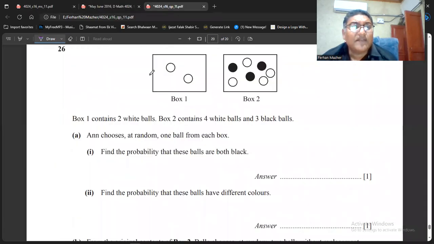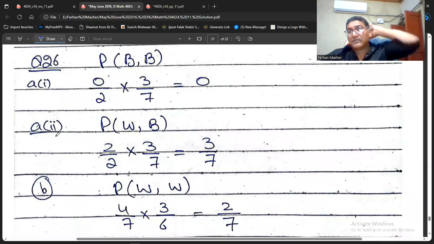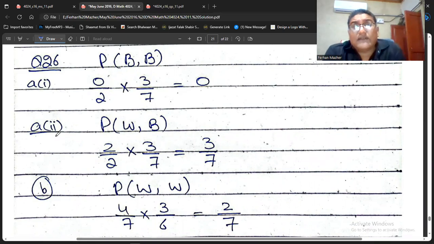Okay, sir. Then we have question number 26A, second part. Find the probability that these balls have different colors. Different colors means white, comma, black. Otherwise I would have done the probability of white, comma, black plus the probability of black, comma, white. But because in the first box there is no black ball, that's why I'm only writing the probability of white, comma, black.